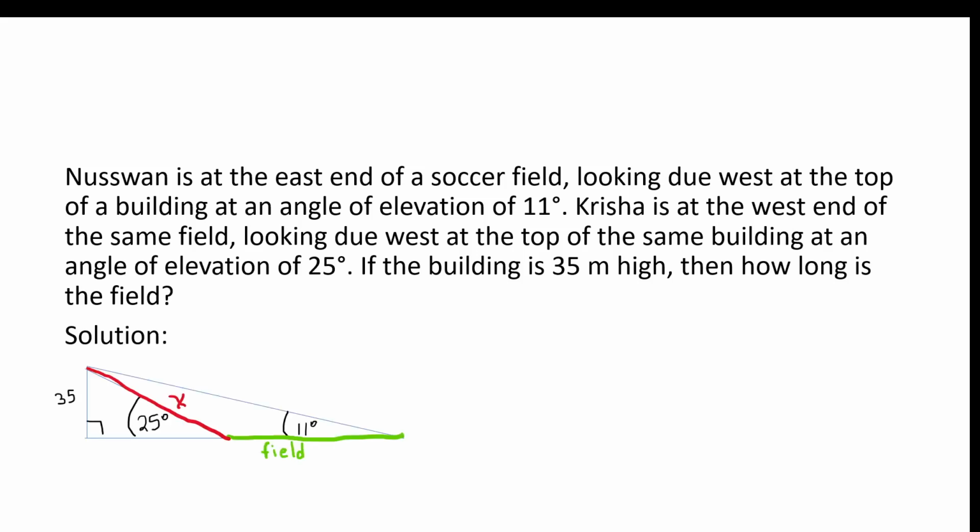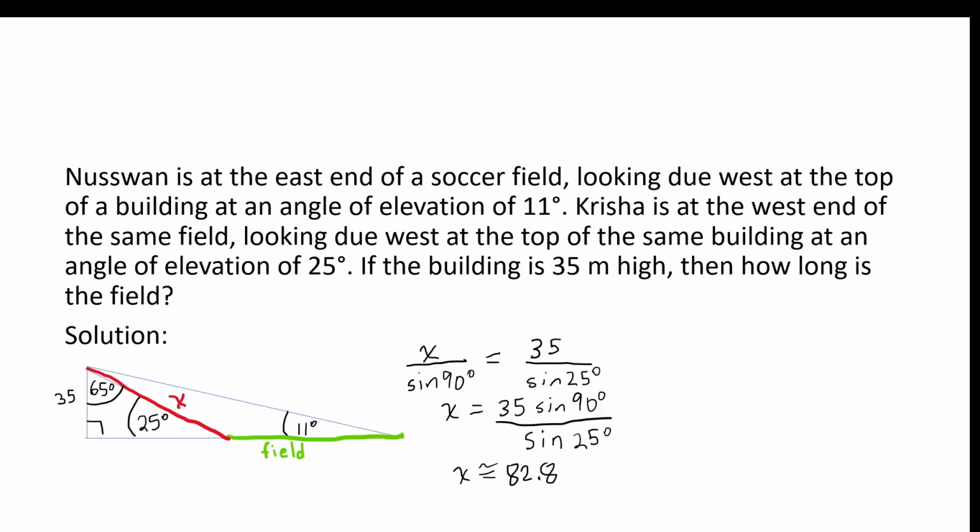We imagine New Swan is here. He's at the east end. And Krisha is here. She's at the west end of the field, and the field is in green. New Swan is looking up at the building at an angle of elevation of 11 degrees. And Krisha is looking up at the top of the building at an angle of elevation of 25 degrees. And so, if you think about it this way, you realize that you can put a 65-degree angle right there, because we know that there's 180 degrees in a triangle.